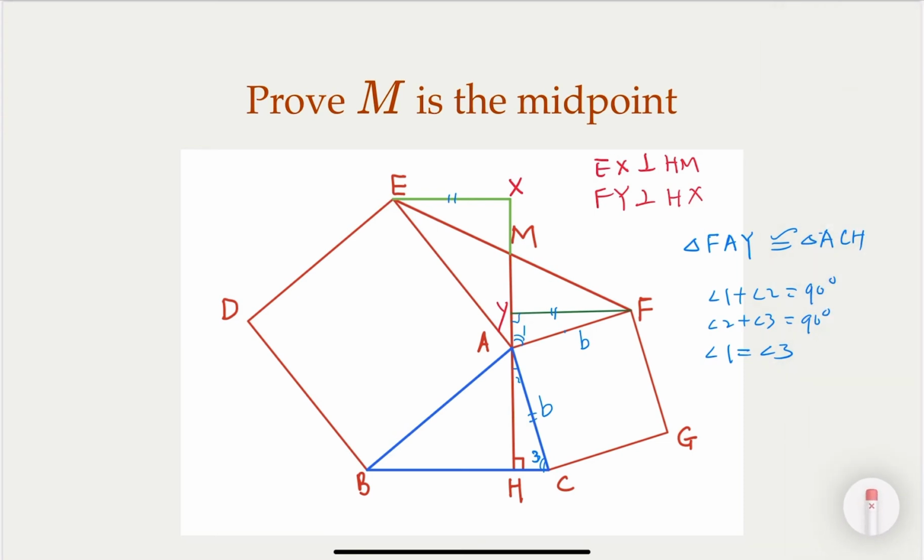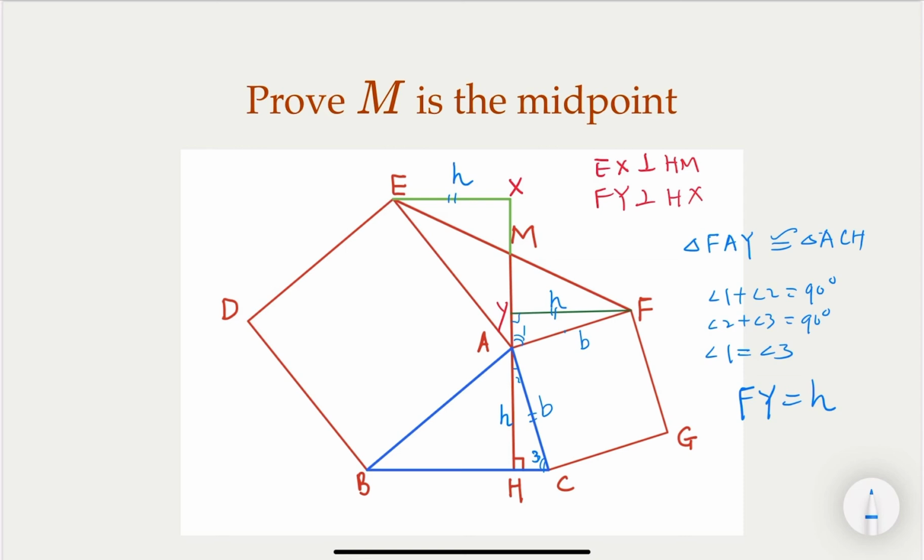This is AH, which is H, right? Let's call it H. Okay, so FY equals H. We're going to prove that this is also H. So how do we do that?